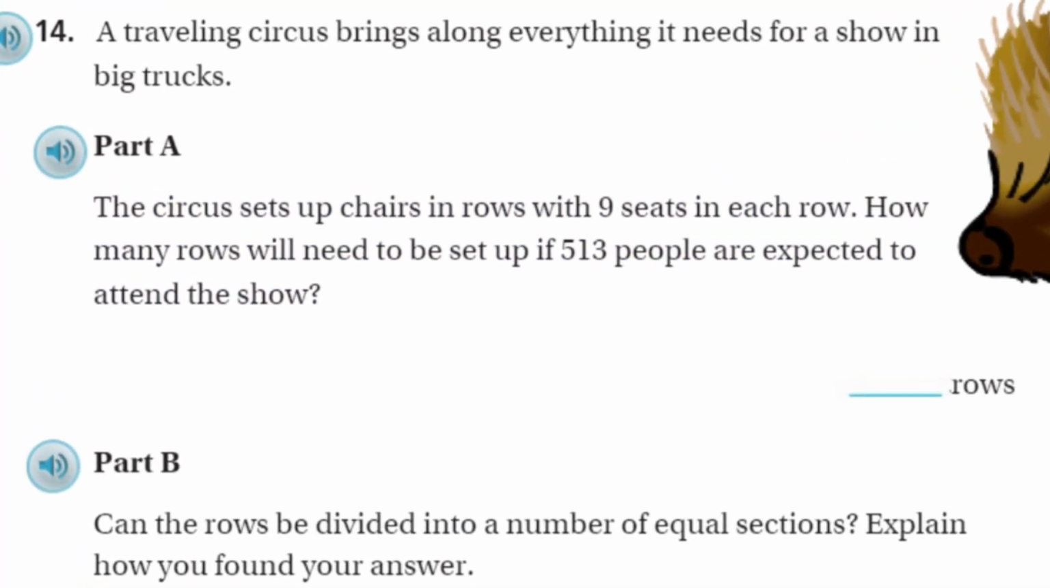Okay. Well, again, I sound like a skipping CD or a computer malfunction, because I keep saying the same thing over and over again. But here is our whole part. We have 513 people, and we want to set up chairs so we have 9 seats in each row. When you use the word each, that sets it up so that we need to divide.